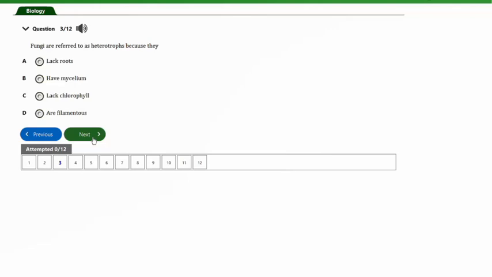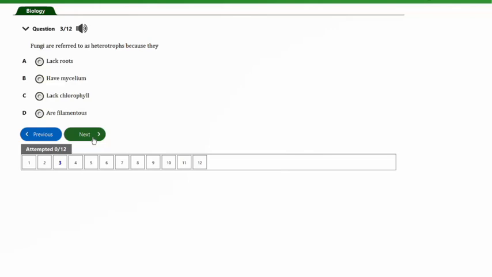So let's look at the next question. That's question number 3. The question says, fungi are referred to as heterotrophs because they A. lack roots, B. have mycelium, C. lack chlorophyll, D. are filamentous. So guys, the answer to this question is option C. The fungi are referred to as heterotrophs because they lack chlorophyll.